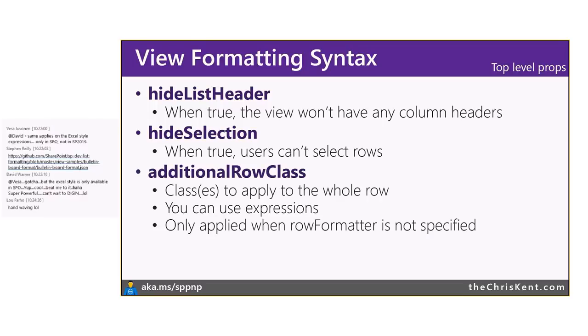So additional row classes is really simple. You can use those expressions to look at a field in the list and say, like, hey, is it overdue?